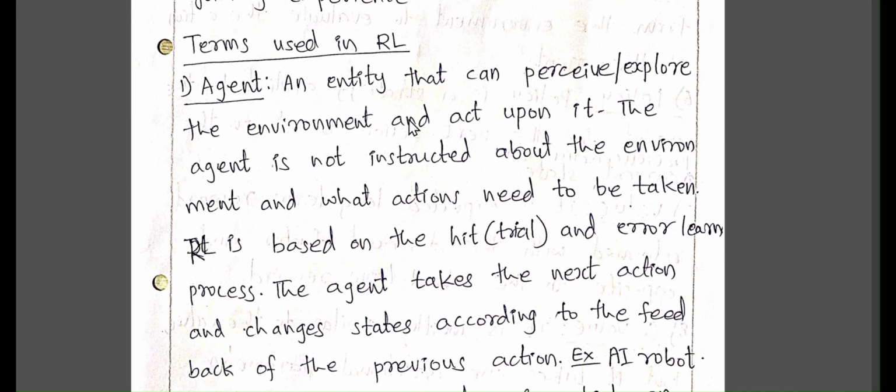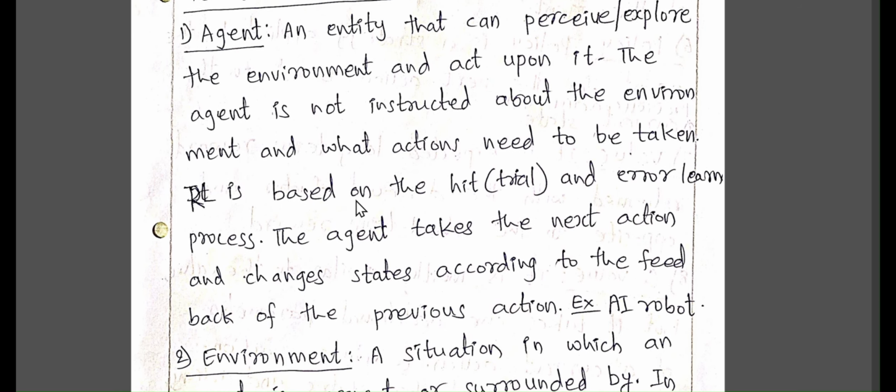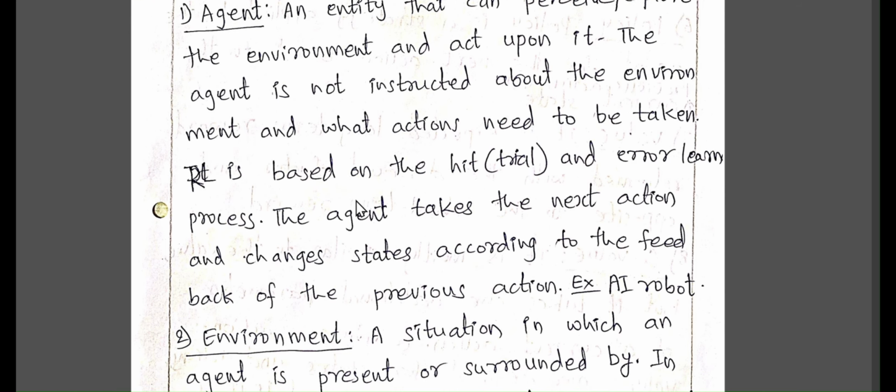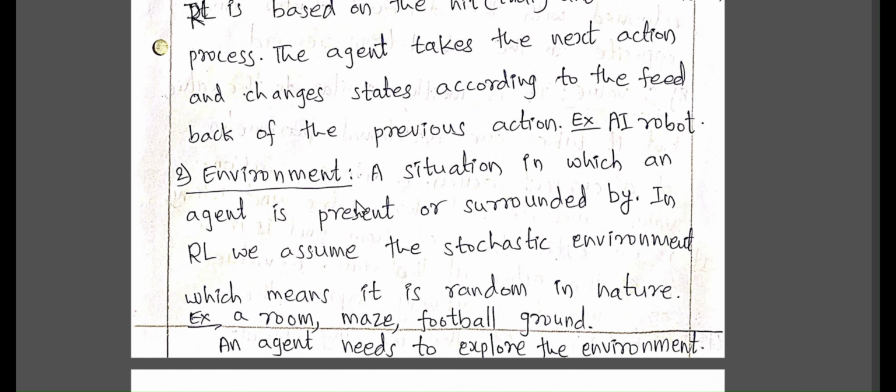Agent: an entity that can perceive, explore the environment, and act upon it. An agent is nothing but a robot, a machine, or a system that is trying to interact with the environment and learn about the environment, what actions need to be taken or what movement should be taken. It uses the hit and trial error method to gain more cumulative rewards.